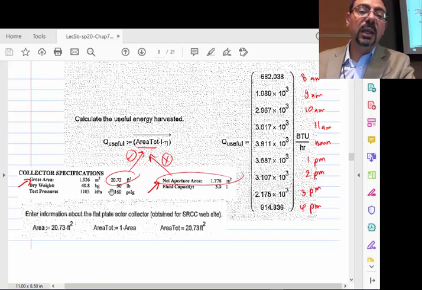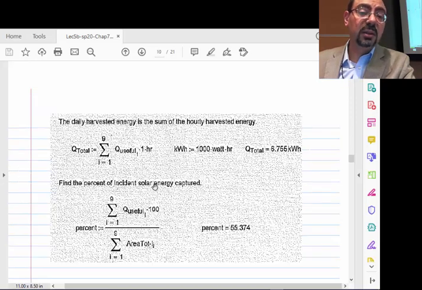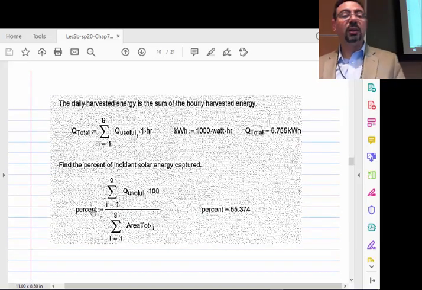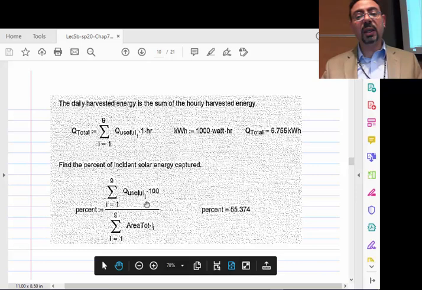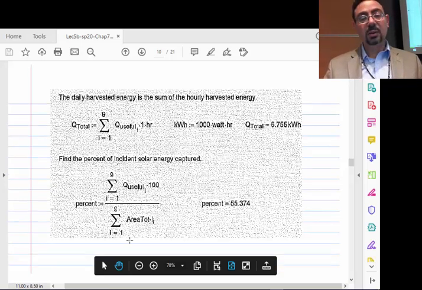This is the part where I said don't use the aperture area. Wrong. Use the gross area, because that's how the efficiency is defined. Okay. And finally, the percentage of the captured radiation is how much you collected over how much fell over you all day long. Alright?